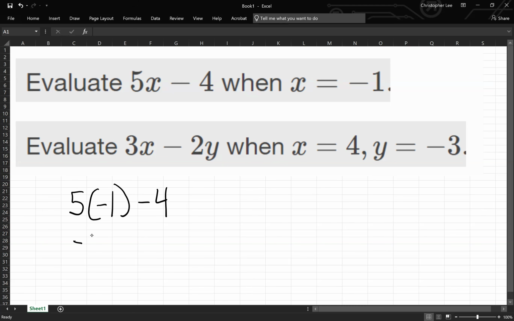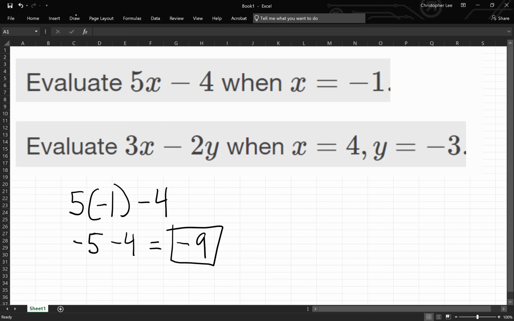Okay, so -5 minus 4. And what's -5 minus 4? -9, right? And then that's it. Any questions on this? This is just plugging in and evaluating. All right. Are we good?